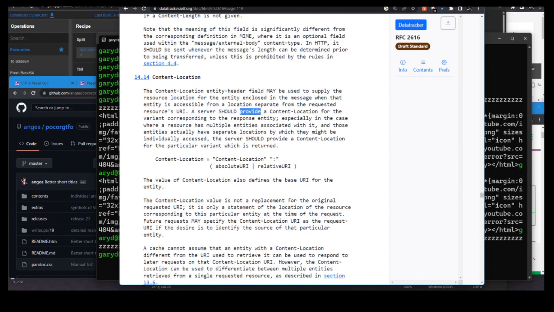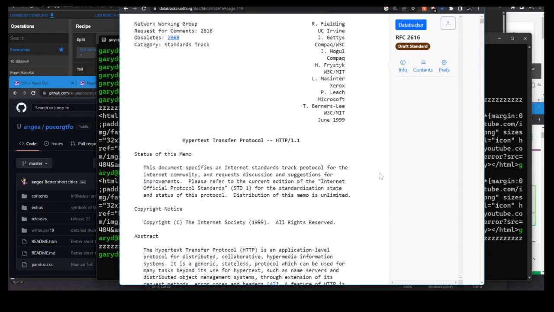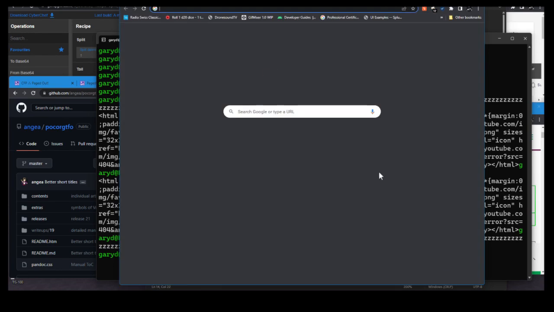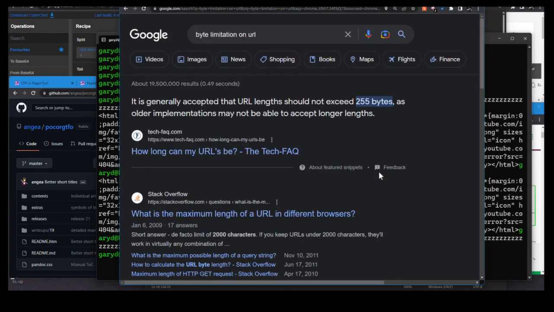So there's lots of shoulds and stuff like that in here. And I think there's also definitely a limitation on your URL. Obviously, it's faster now to simply Google "byte limitation on URL." There's probably an easier way to phrase that, Gary. See, look, this is why hackers still exist. This is why cybersecurity will always be a problem. This is why vulnerabilities will always be a problem.